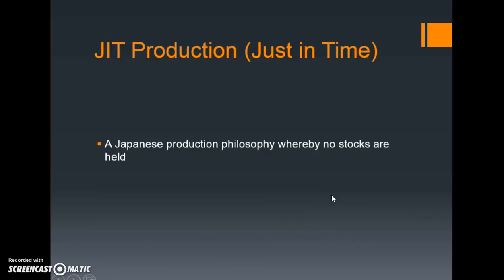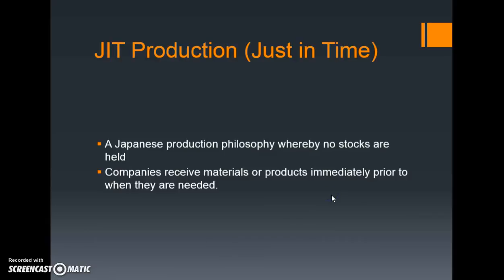So looking at these, I'm going to go through these quite quickly. Just-in-time production, as it says, no stocks are held. This came from a philosophy developed by Japanese production that realised there's a lot of money and time being wasted in stocks just being held in a warehouse. So therefore it was seen that companies receiving materials or products immediately, just as they are needed, doesn't incur costs for holding it.